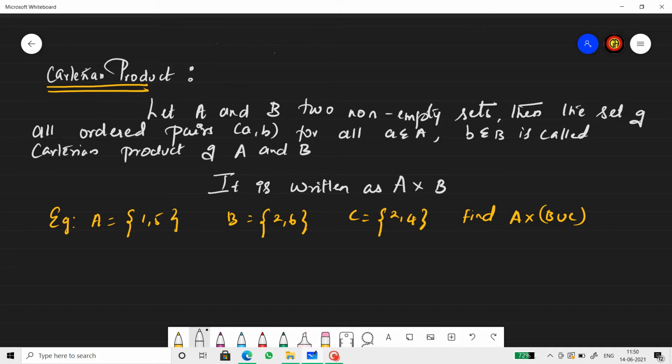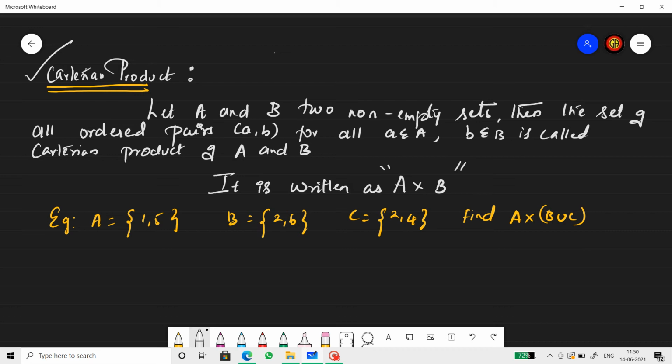The next topic is Cartesian product. Let A and B be two non-empty sets. Then the set of all the ordered pair (a, b) for all a that belongs to capital A and all b that belongs to capital B is called as the Cartesian product of A and B. It is written as A cross B. So we read this as A cross B.